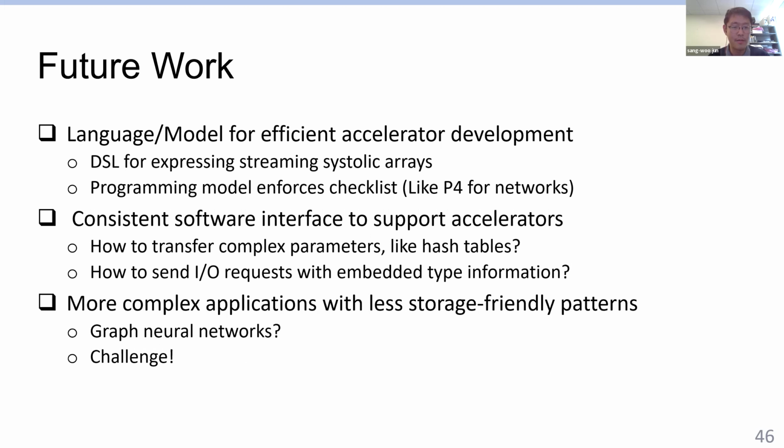And of course, we also need to explore more complex applications with less storage-friendly patterns to make sure that the things we build in the future can be applied to pretty much everything that people care about. Applications we're looking at right now may include things like graph neural networks, which will provide us a pretty significant challenge.